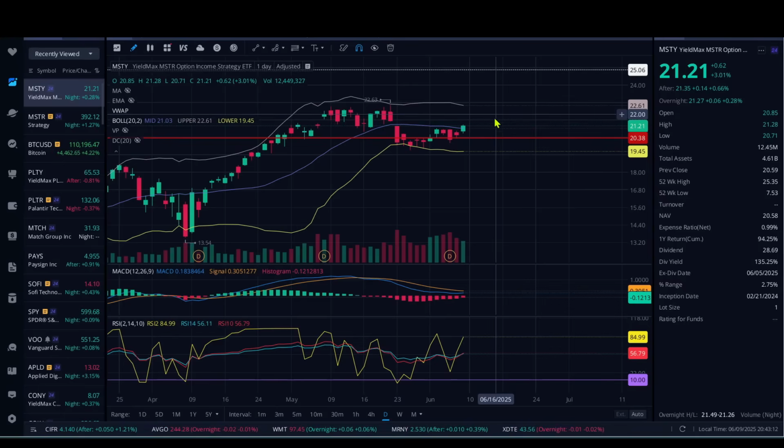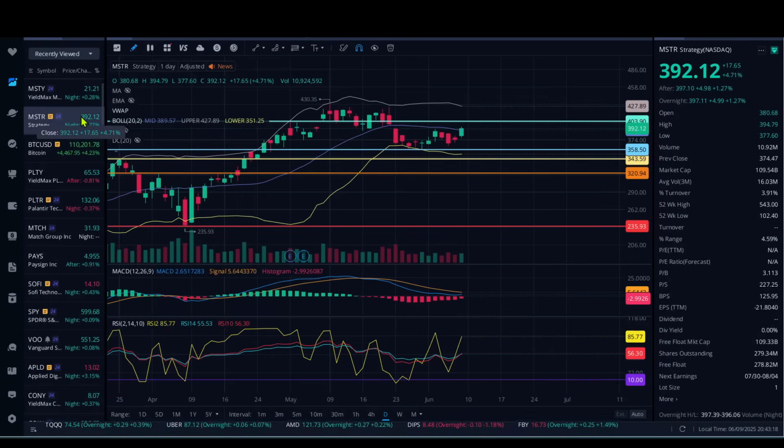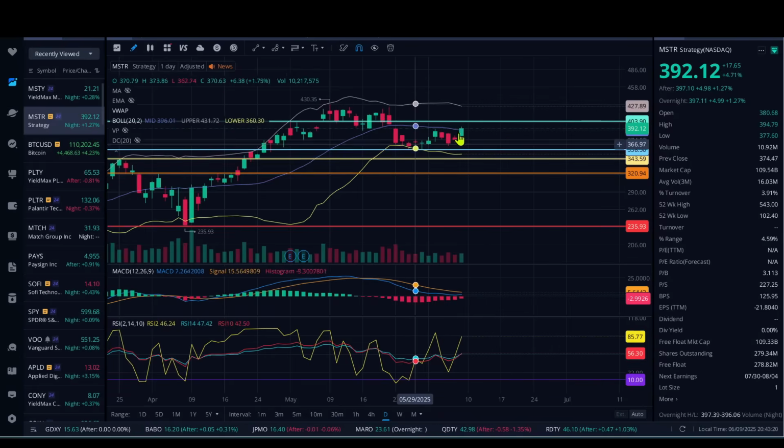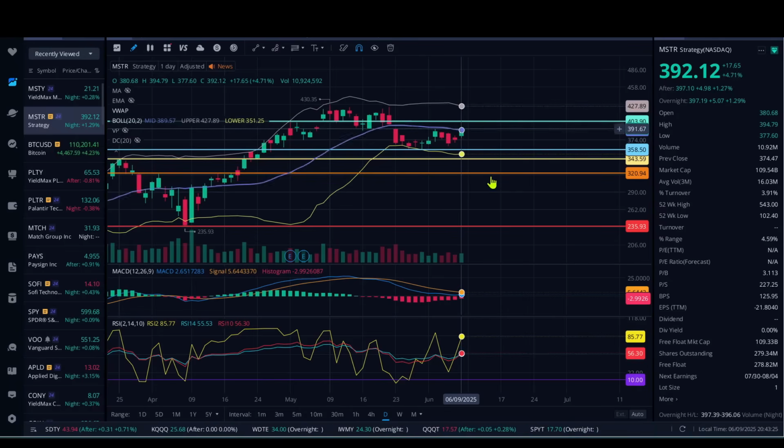So just to prove it, I will click on MSTR and you will notice there is not much of a change. Boom, there we are. And look at that. Same kind of look, right? Just above the midpoint of that Bollinger Band. We've got that RSI at 85.